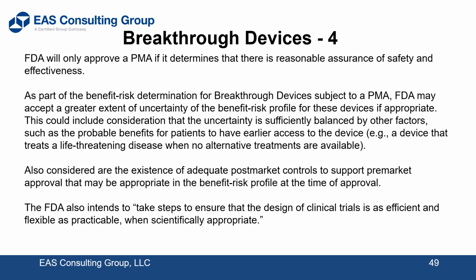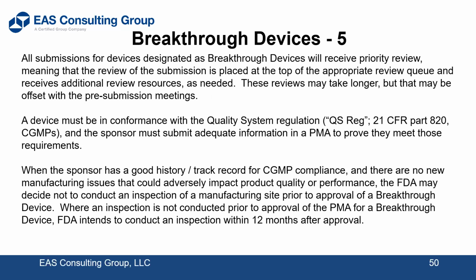Now, in the second paragraph, the FDA may accept a greater extent of uncertainty of the benefit risk profile for these devices if appropriate. That's based on knowing a lot more about how it was developed, how it was reviewed, how it was tested, challenged, etc. And they will not reduce the benefit risk category for that product just because it's breakthrough technology. But you notice here it gets a priority review placed at the top of the queue. And then additional review sources are employed if necessary.